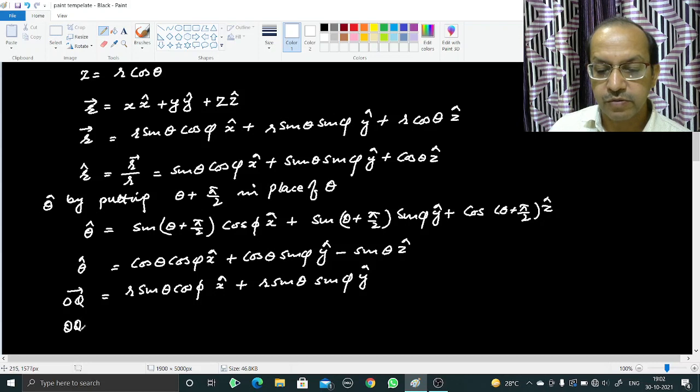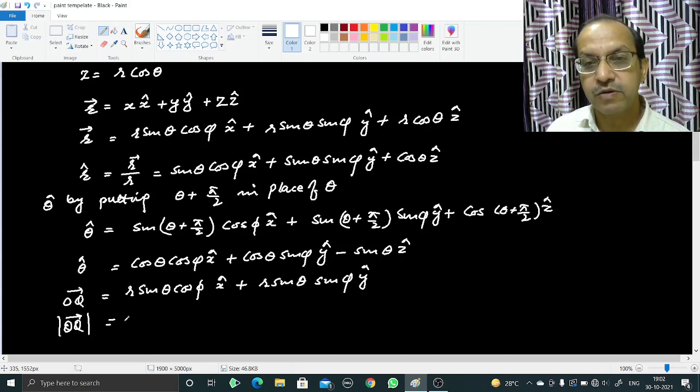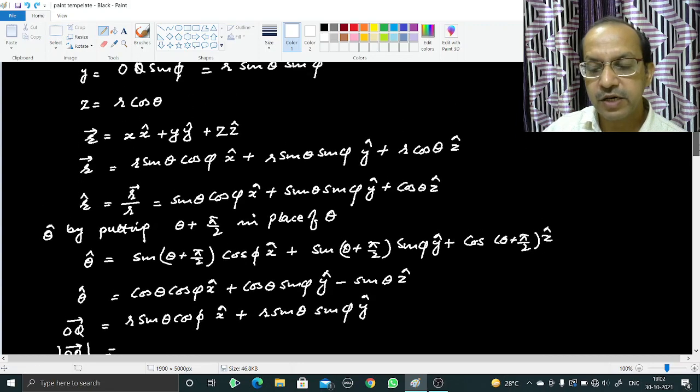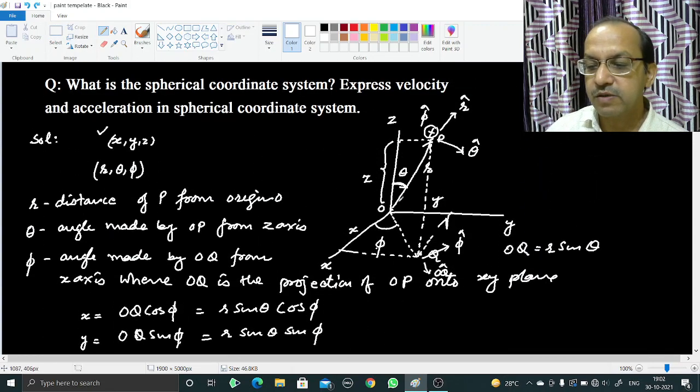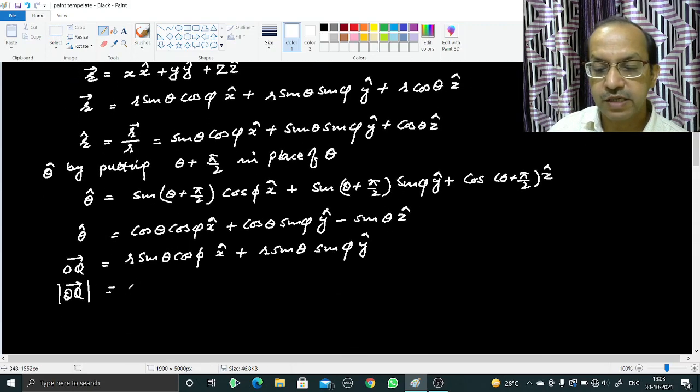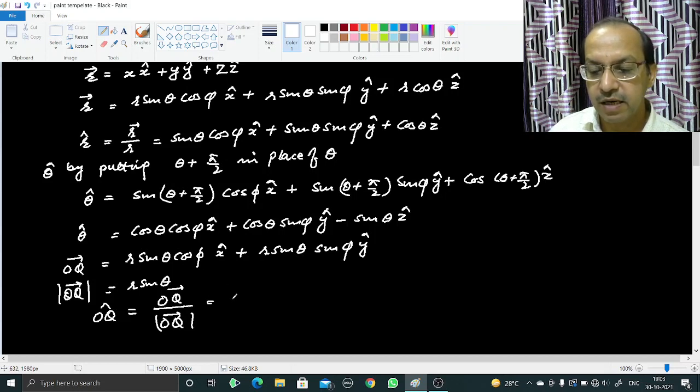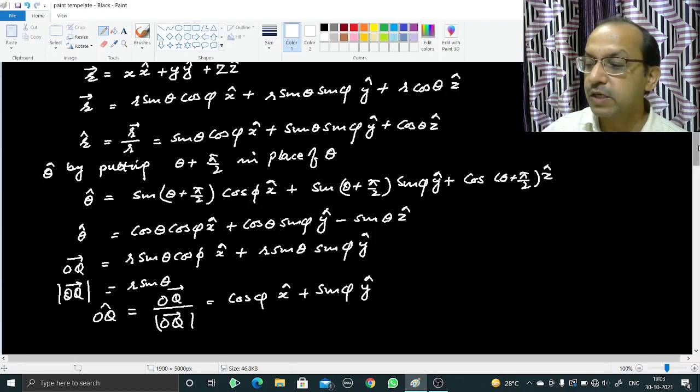Now the magnitude of OQ. Why are we calculating it? Because we have to find the unit vector along OQ that will give OQ cap. So the magnitude of OQ can be seen from here. This OP has two components. One is the Z component, that is R cos theta, and the other component is R sin theta. That's OQ. OQ has the magnitude r sine theta. So the unit vector along OQ will be OQ vector upon OQ magnitude. So it will be divided by r sine theta, and what is left is cos phi x cap plus sine phi y cap.